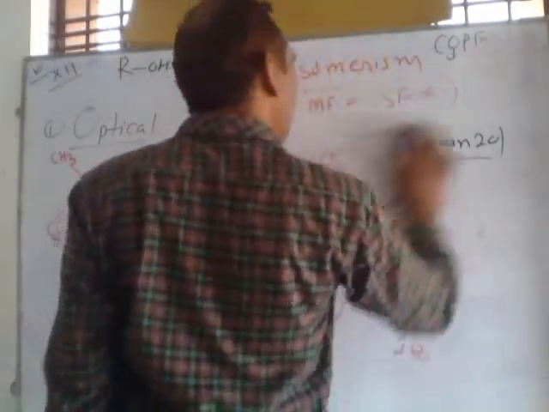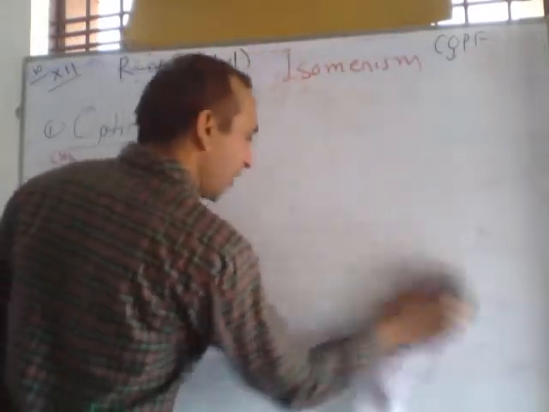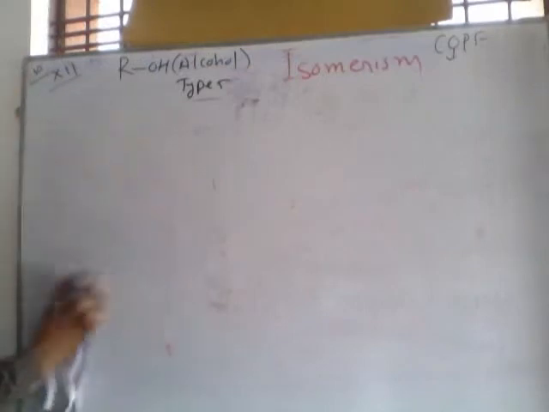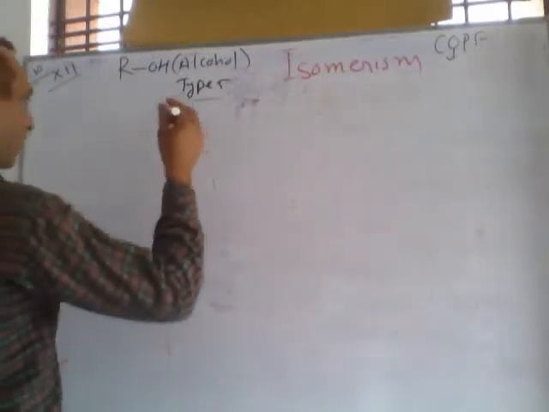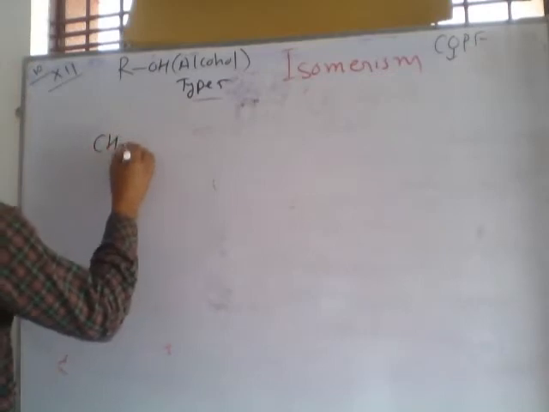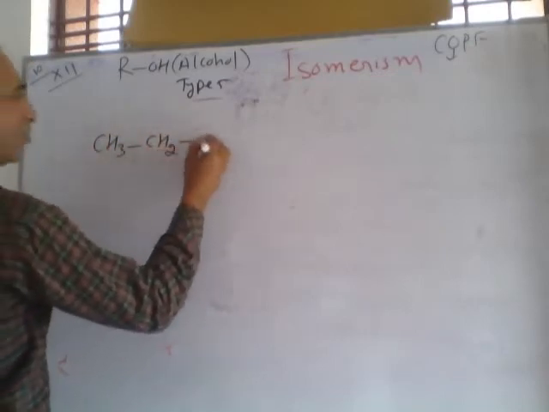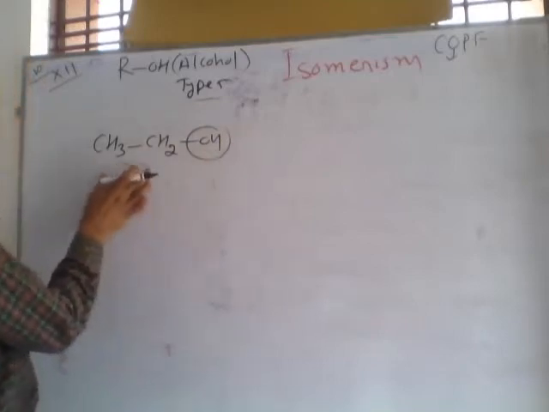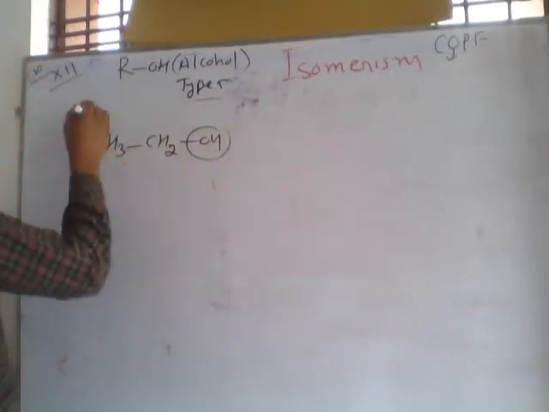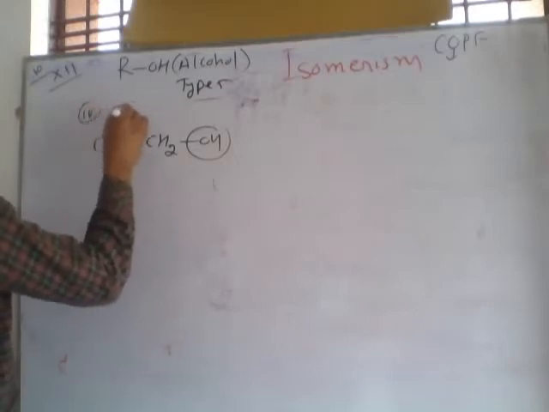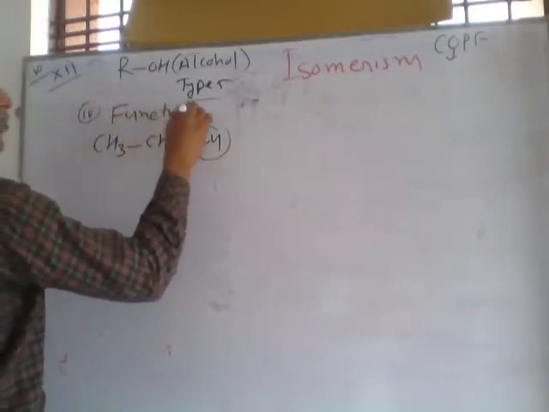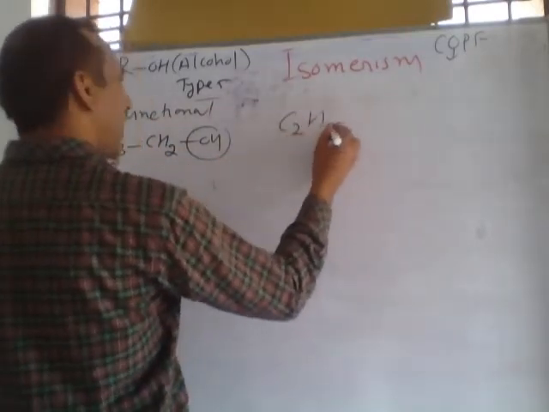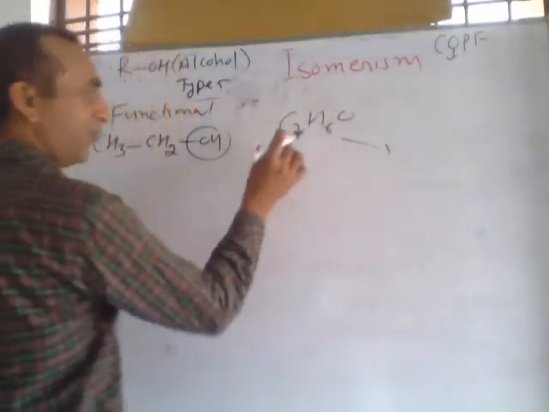F means last, functional isomerism. In alcohols, functional isomerism we can also see. Listen. Suppose this is CH3CH2OH. In this compound, the functional group is alcohol and this is called ethanol. So the last, fourth one we have studied is functional isomerism. Its formula is C2H6O.